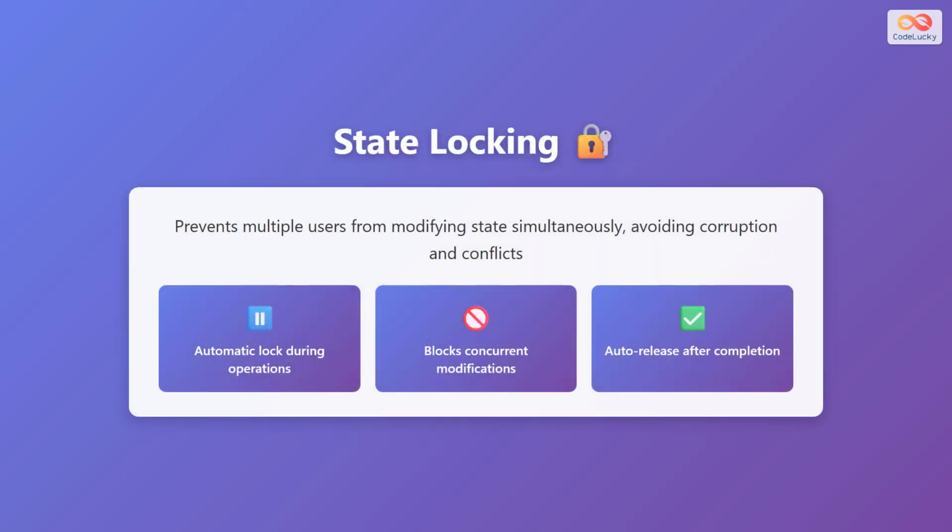State locking is a critical feature that prevents multiple users from modifying the state simultaneously, which could cause corruption and conflicts. Here's how it works. When someone runs terraform apply, Terraform automatically acquires a lock on the state file. This lock blocks any concurrent modifications by other team members. They'll see a message indicating the state is locked and who holds the lock. Once the operation completes successfully or fails, Terraform automatically releases the lock, allowing others to proceed. This mechanism ensures only one person can modify infrastructure at a time, maintaining state file integrity and preventing race conditions.